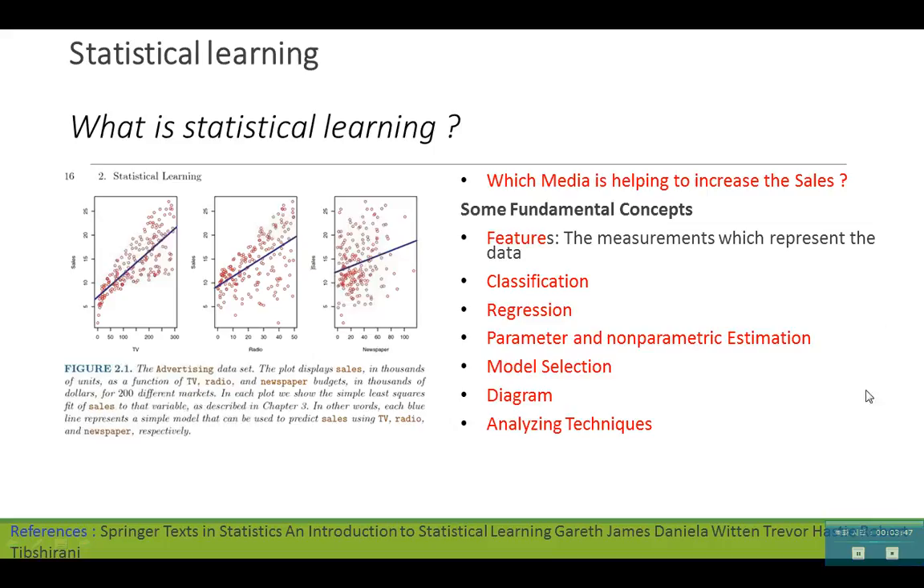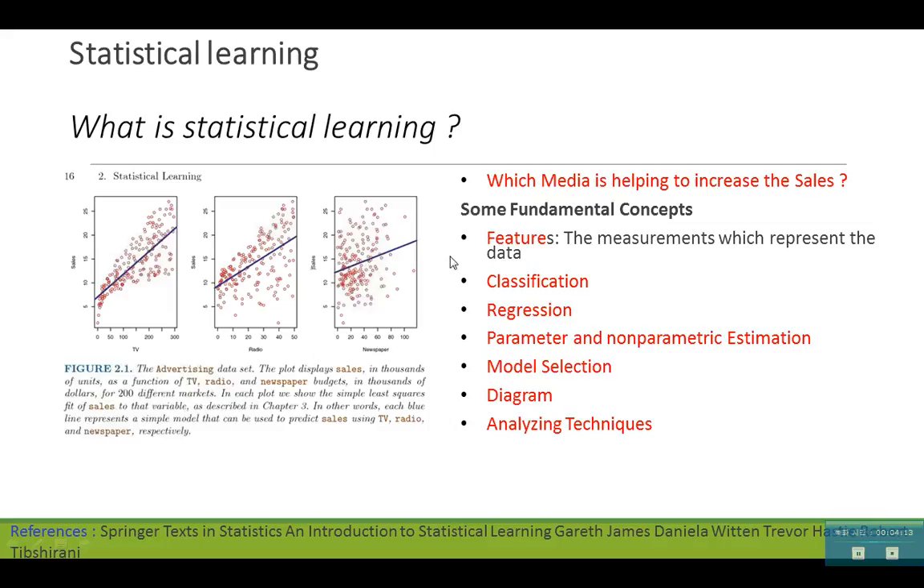So for statistical learning, we need this kind of concept, which I mentioned here from the professor's presentation. We need classification, features, regression, parametric and non-parametric estimation, model selection, diagrams, and analyzing techniques. Those kinds of concepts we need.